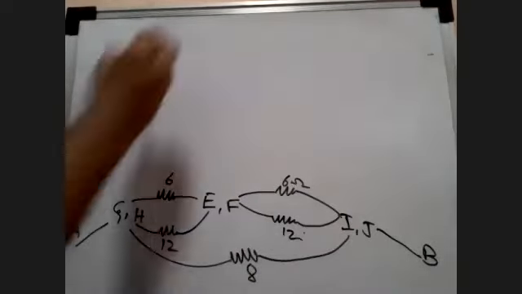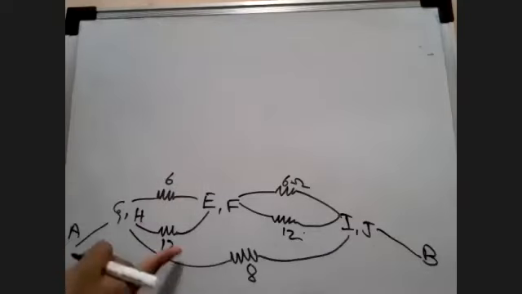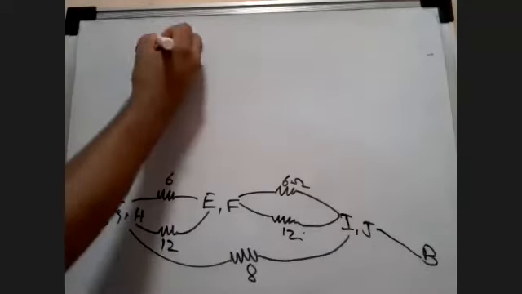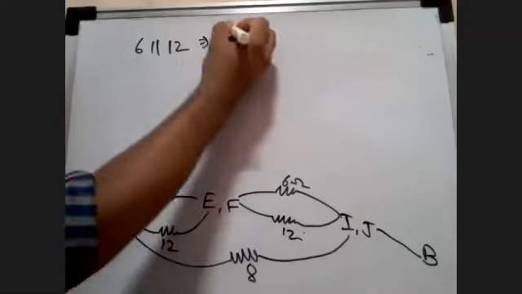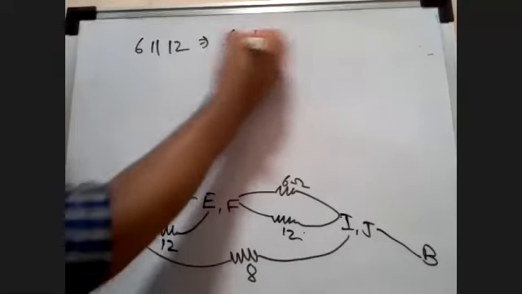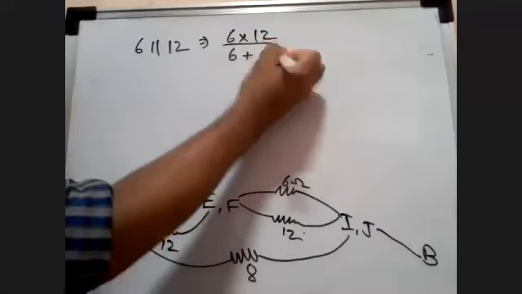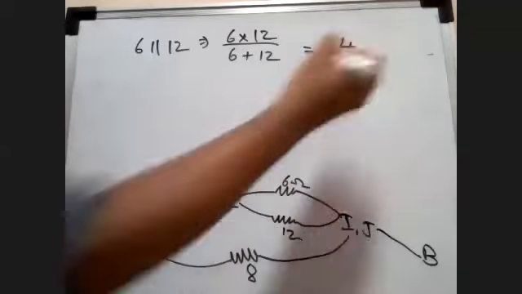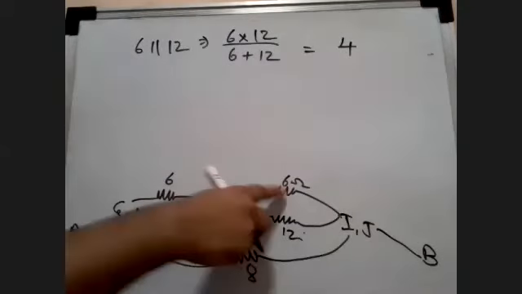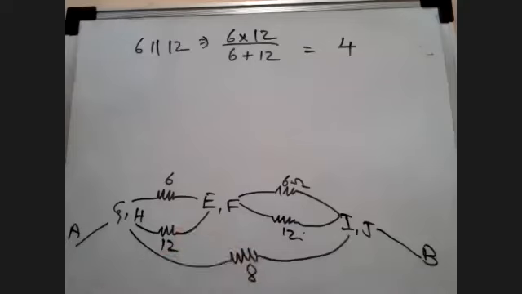So now I can say, let's consider this 6 and 12. So 6 parallel with 12 is how much? 6 into 12 upon 6 plus 12. That is going to give me 4. Similarly, 6 and 12 here is also going to be 4. So 4 plus 4, 8.